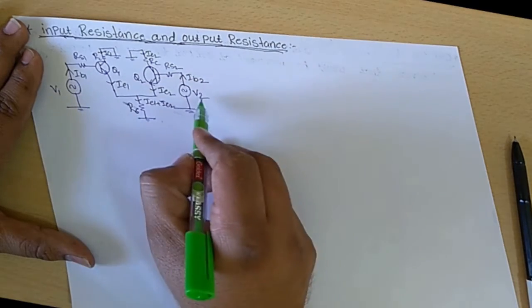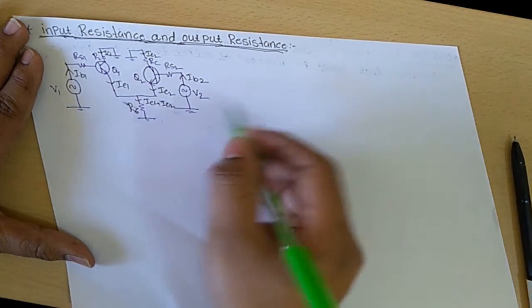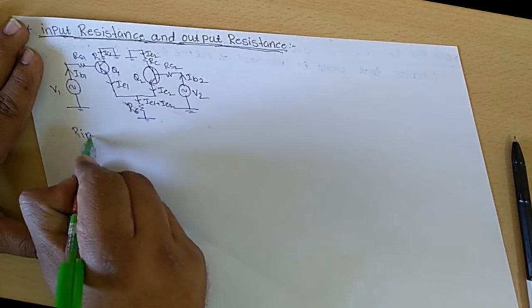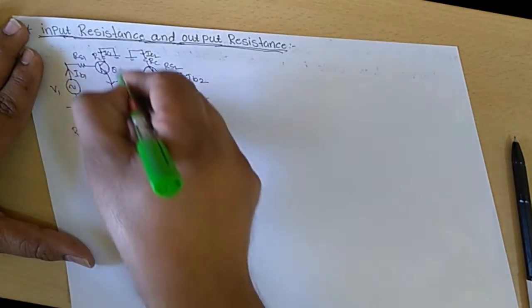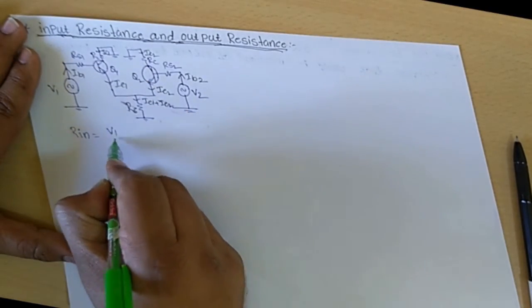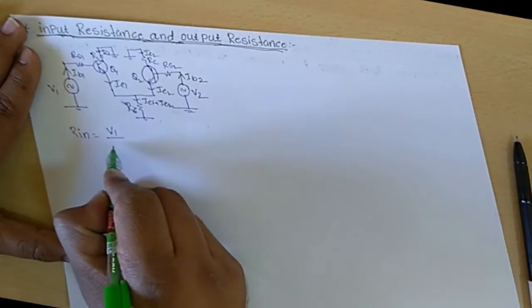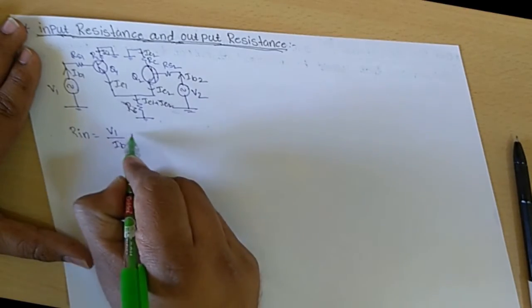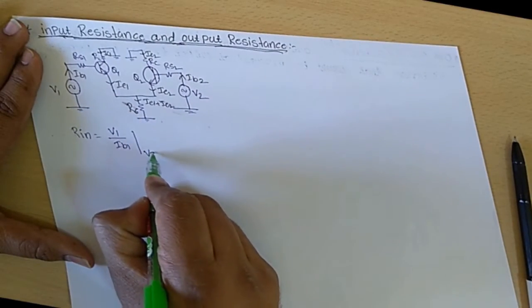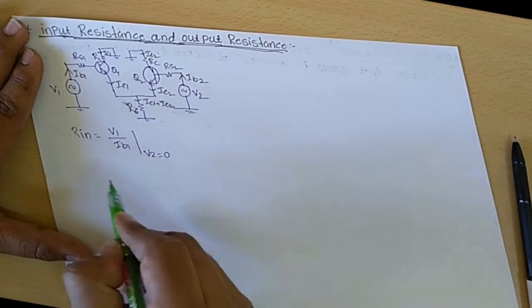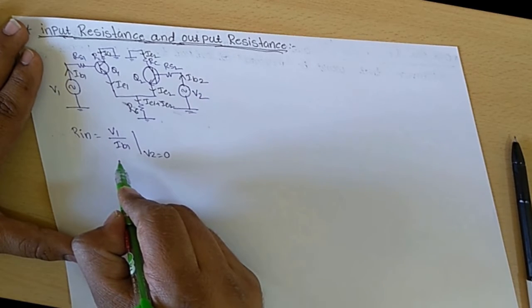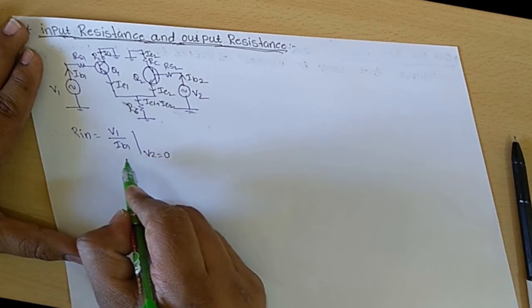Okay, at the time this voltage should be equal to 0, and we know that the input resistance is the ratio of the input voltage of this Q1 transistor. So here what is the input voltage? V1, by what is the input current? IB1. Okay, at the time the Q2 transistor input voltage should be 0. Okay, so with respect to this formula, we are estimating the input resistance of the differential amplifier.